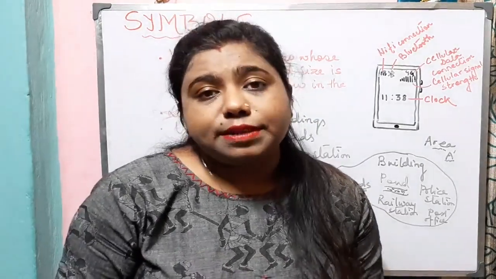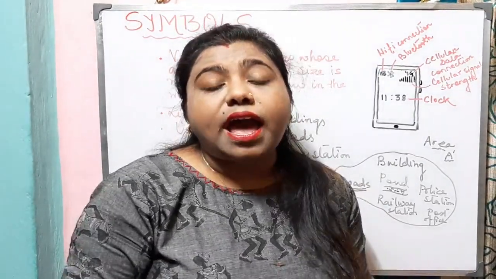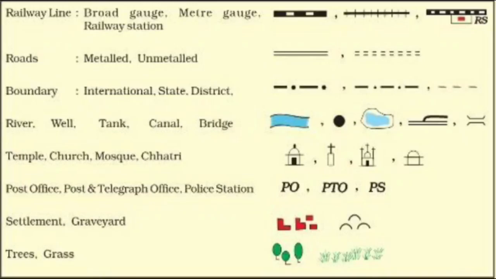Now, how are symbols useful, or why are symbols useful? Now, let us have a look at some of the conventional symbols. Let us have a look at railway line. Railway line is shown with different symbols. Here we can see the first symbol shows a broad gauge, the second symbol shows the meter gauge, and the third symbol shows the railway station.